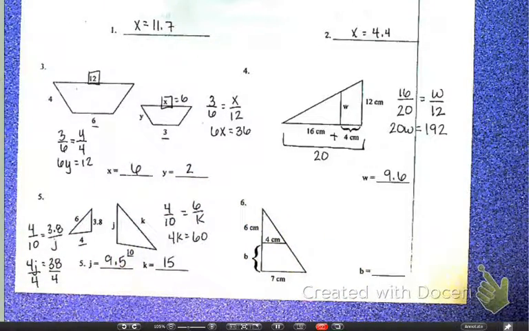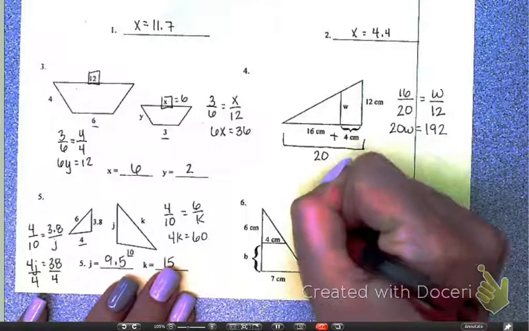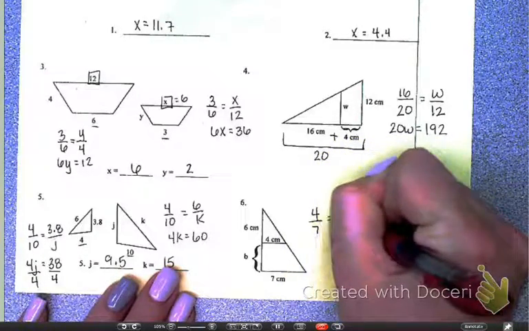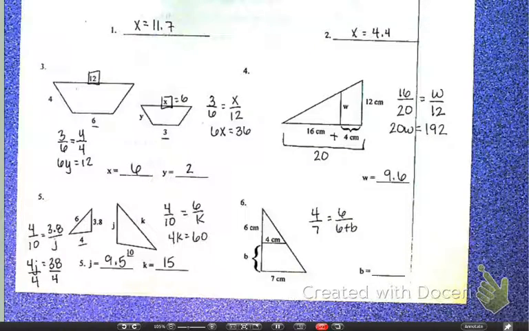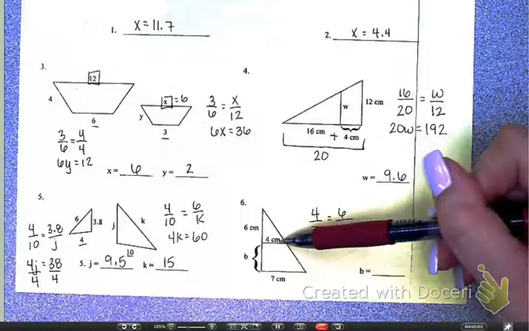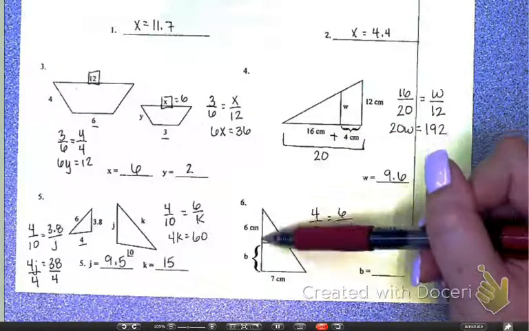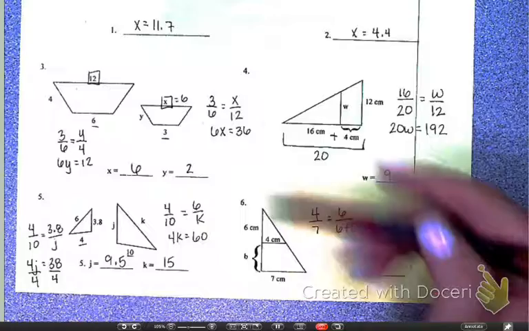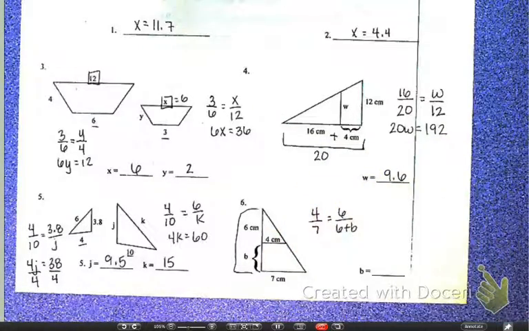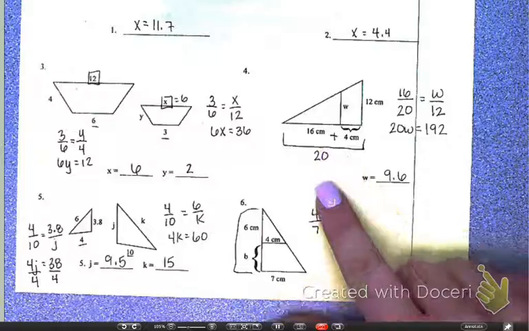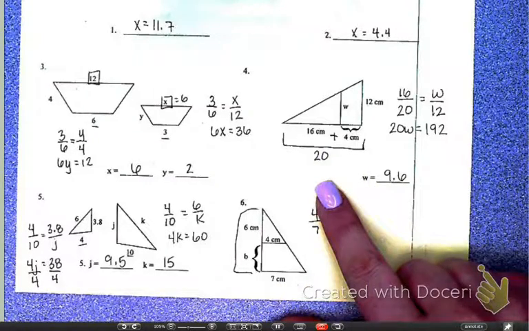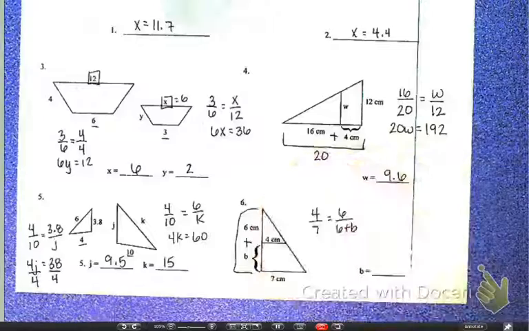So my proportion is 4 over 7 equals 6 over 6 plus b. Wait, what? Okay, so she's absolutely correct. Let's see why. Small triangle to big triangle. So small triangle is 4, big triangle is 7. We should be okay with that, right? Now, the small triangle here is 6. The big triangle is all of this. Well, what did we do up here to get all of it? You add them together. So 6 plus b is 6 plus b.